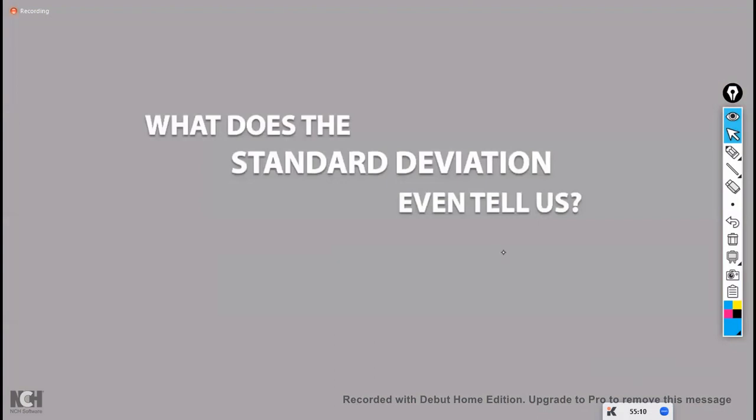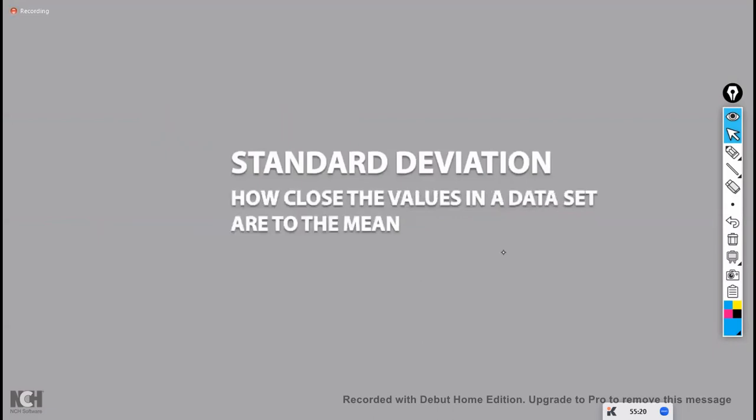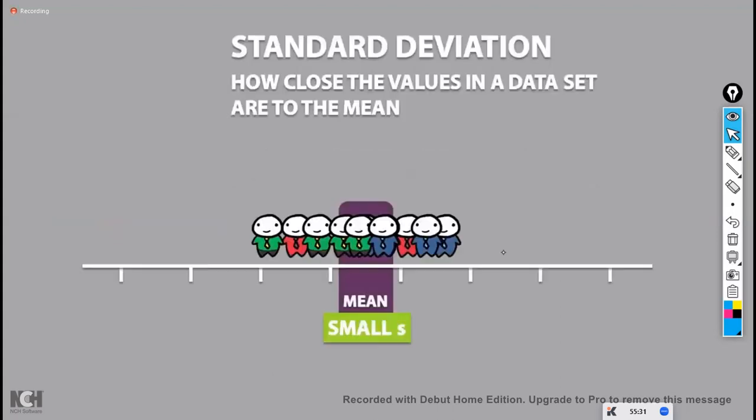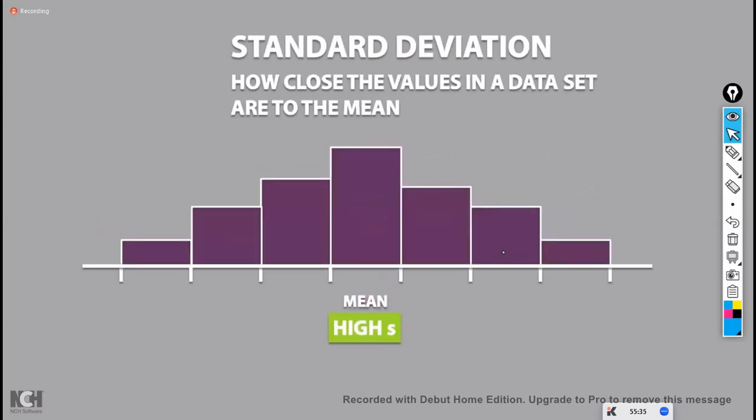If the standard deviation is low, it means all the data points are very close to the mean. If the standard deviation is very high, it means all the data points are far away from the mean. So standard deviation tells us how close the values are to the mean, whether they are very close to the mean or very far away from it.